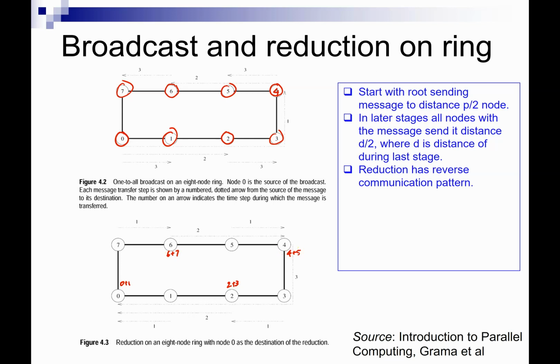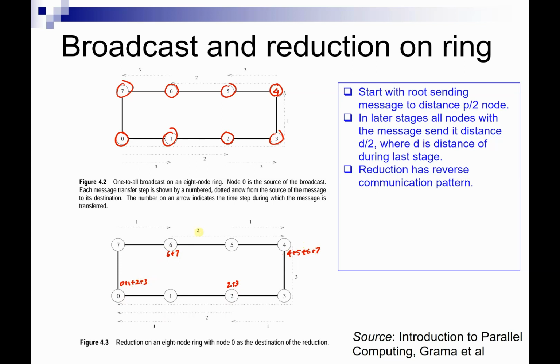Now for the next step, we're going to send the message a distance of 2. So 6 is going to send to 4, and 2 is going to send to 0. When this happens, 4 is going to add the value it gets, which is 6 plus 7, because 6 now has the sum of 6 and 7, so it's going to send that sum to 4, and 4 is going to add it to its own value. Likewise, 2 is going to send to 0, so then 0 is going to end up with the sum of the values from 0 to 3.